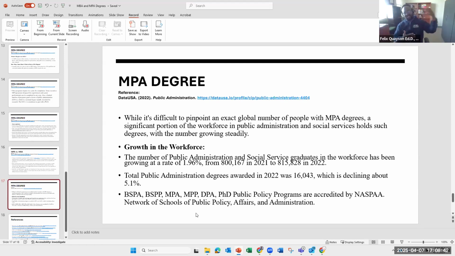just like a lot of people are pursuing MBA degrees, in the 250,000 range, right? That same number cannot be said of the public administration degree, because according to Data USA, in 2022 only 16,043 degrees were awarded, which is a decline of about 5.1%.